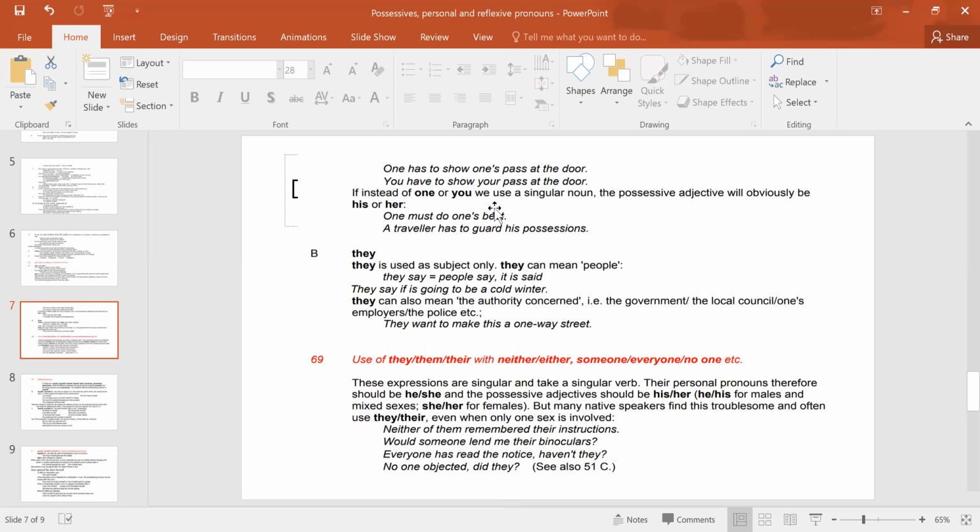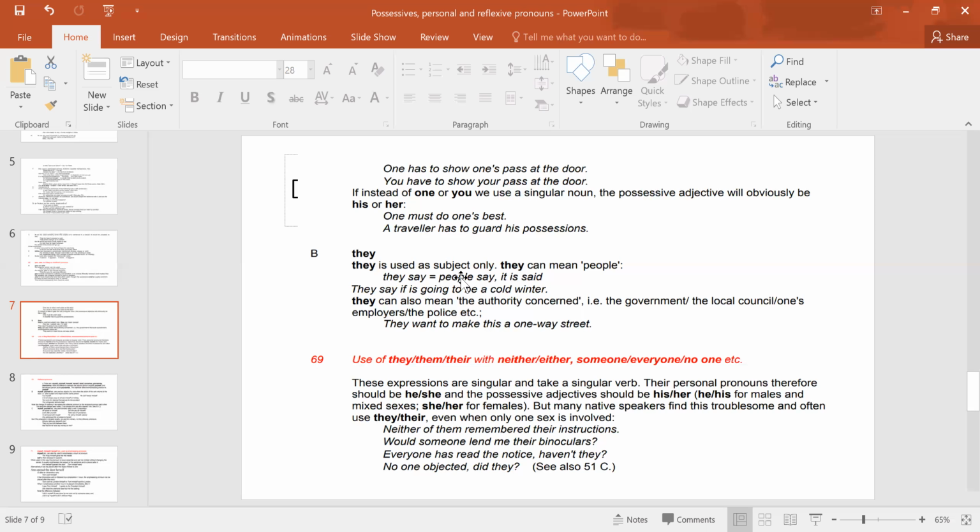If instead of one and you we use a singular noun, the possessive adjective will obviously be his or her. One must do one's best. A traveler has to guard his possessions. So for one, of course, you will use one's as a possessive adjective, and for he, she, it, etc., you will use his or her, etc.